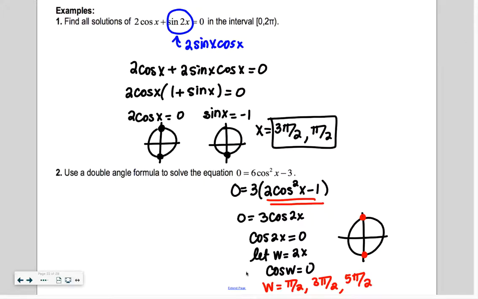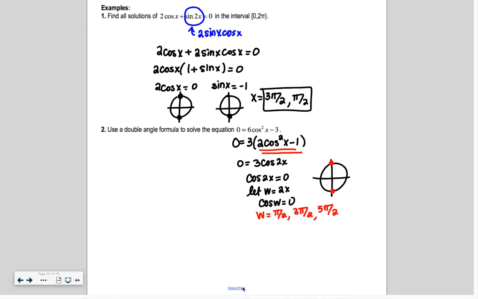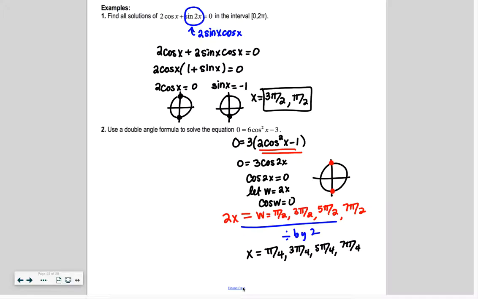Right, and then if I add 4 pi over 2 to this next one, which is 2 pi, what do we get when we add 4 pi over 2? 7 pi over 2. But those were all w, which is 2x. So now we take all of those and we divide everything by 2. So we're going to get x equals pi over 4, 3 pi over 4, 5 pi over 4, and 7 pi over 4.